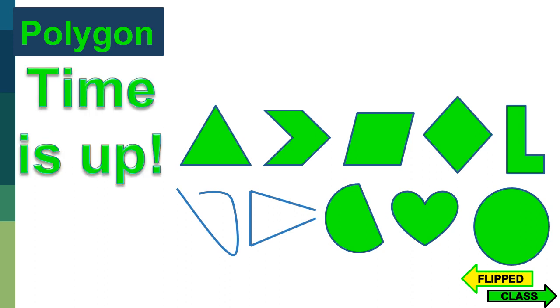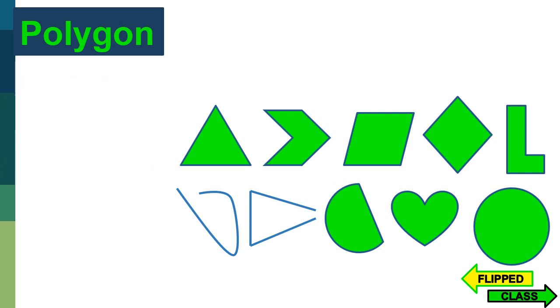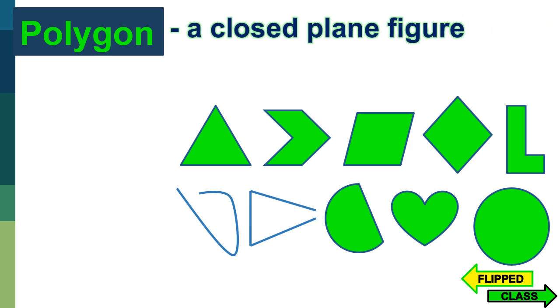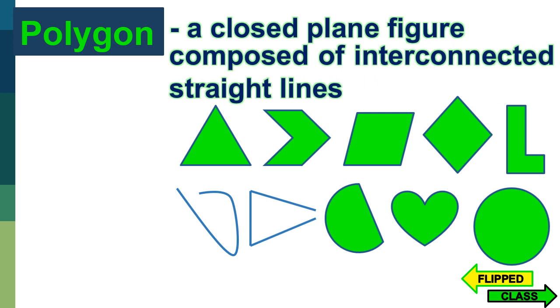Time is up. Now, how do you define what a polygon is? If we are going to consider the first two non-polygons, it's very obvious that a polygon must be a closed plane figure. Aside from this, what makes the other non-polygons non-polygons is that they are not composed of interconnected straight lines. So a polygon is defined as a closed plane figure composed of interconnected straight lines.